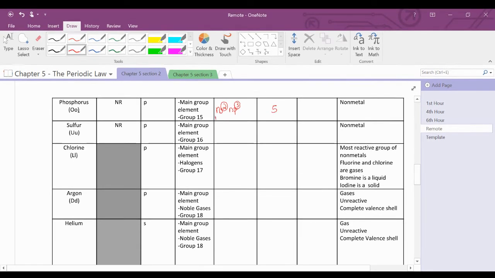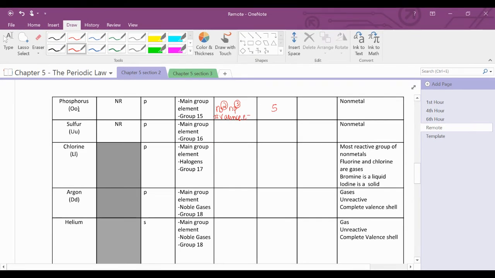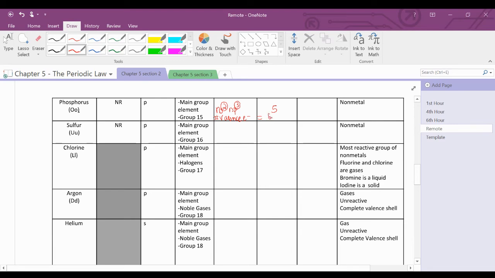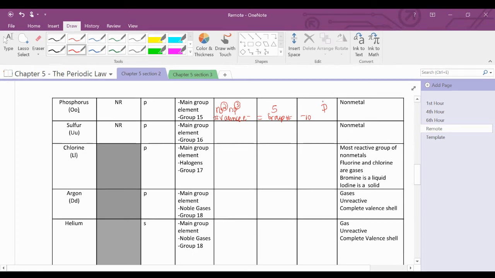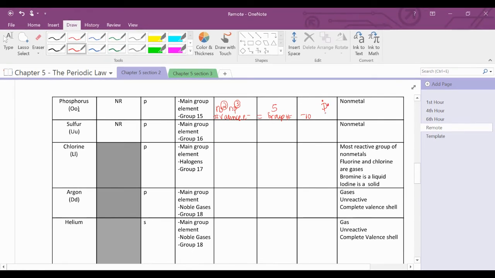And again, if I'm trying to determine the number of valence electrons, we're going to take the group number and subtract 10. For my electron dot diagram, we're going to write the symbol for phosphorus, which is P, and it's going to have 5 valence electrons. 1, 2, 3, 4, and then finally, we can put a pair of dots. So there are 5 dots surrounding phosphorus.